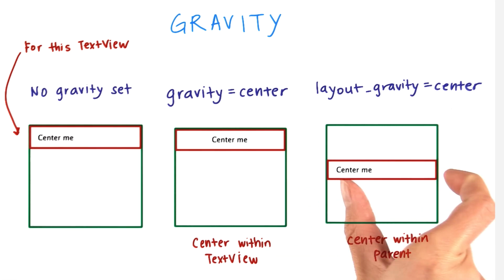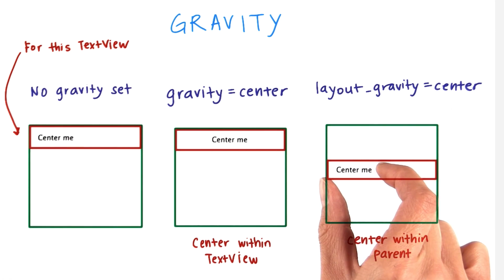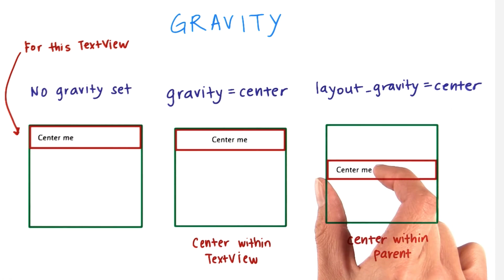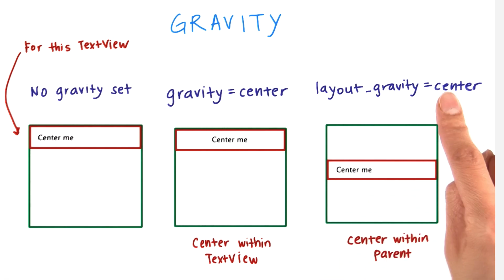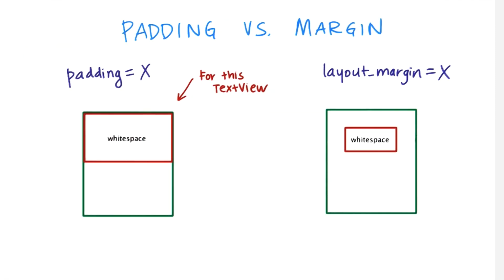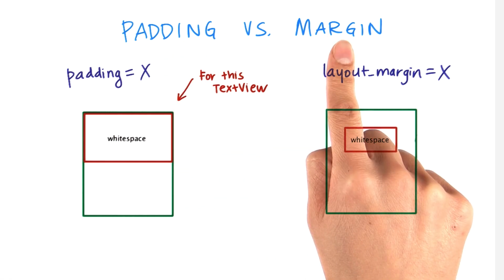Now it can't be centered horizontally because it already takes up the max width of the parent. If we really want to move the content to the middle, then we should specify wrap content on this text view so that it can be moved to the center with this attribute. You can also specify padding and margin on views.